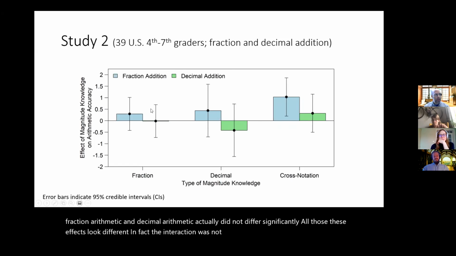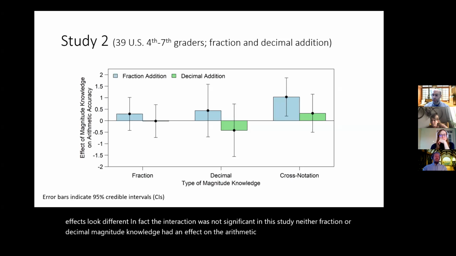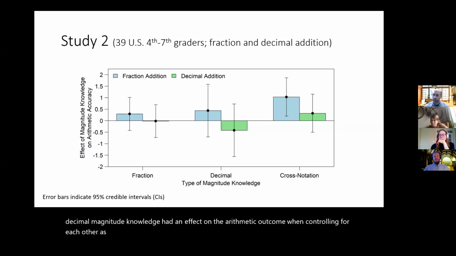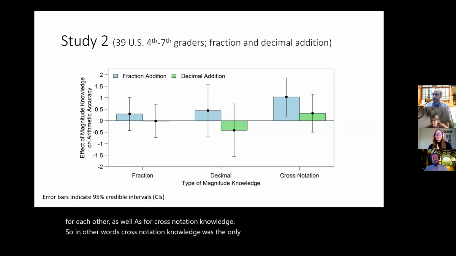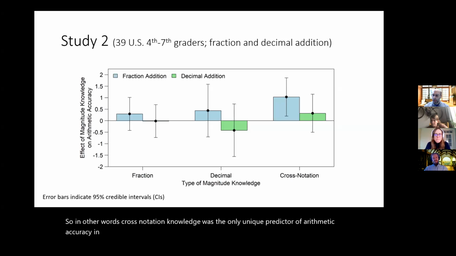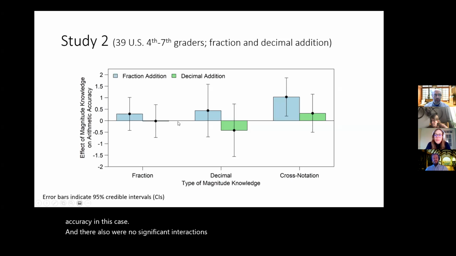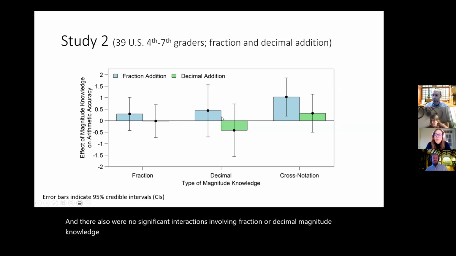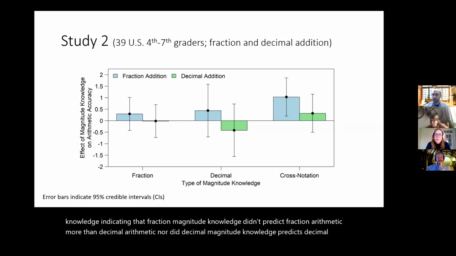In this study, neither fraction nor decimal magnitude knowledge had an effect on the arithmetic outcome when controlling for each other as well as for cross-notation knowledge. So in other words, cross-notation knowledge was the only unique predictor of arithmetic accuracy in this case. And there also were no significant interactions involving fraction or decimal magnitude knowledge, indicating that fraction magnitude knowledge didn't predict fraction arithmetic more than decimal arithmetic, nor did decimal magnitude knowledge predict decimal arithmetic more than fraction arithmetic.